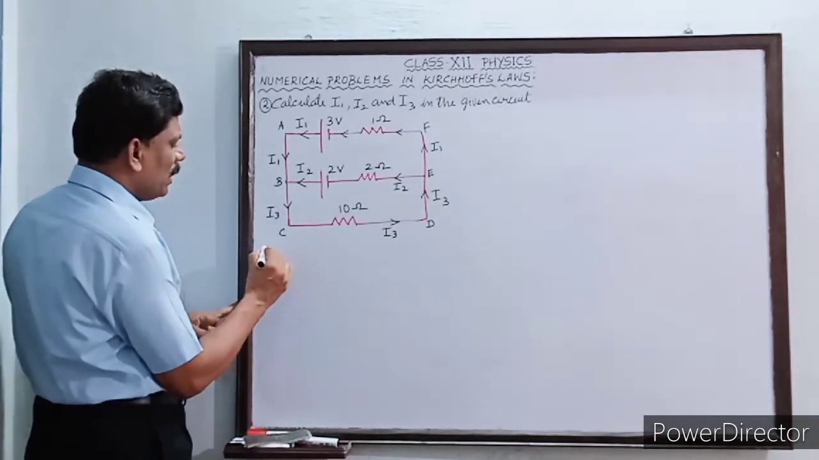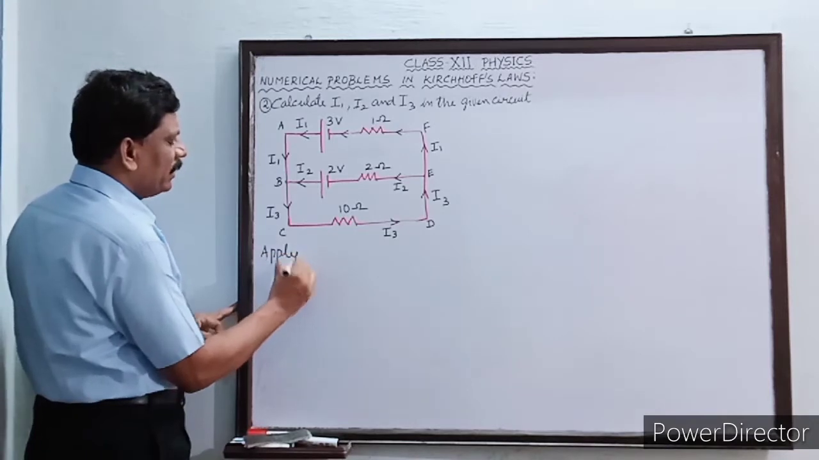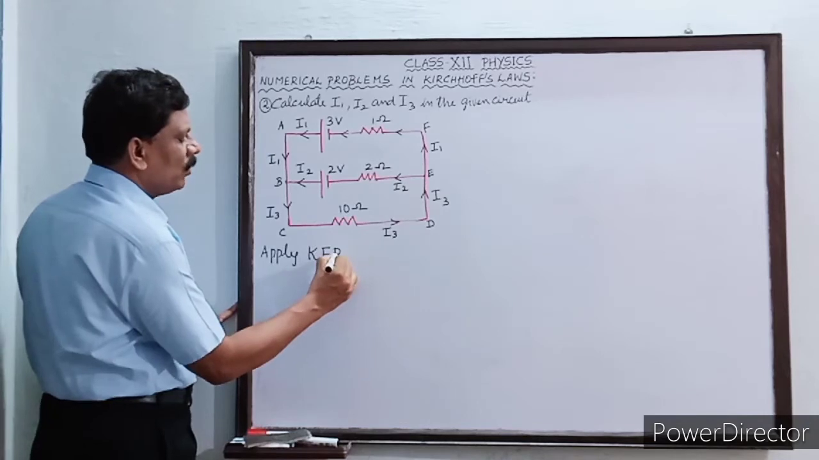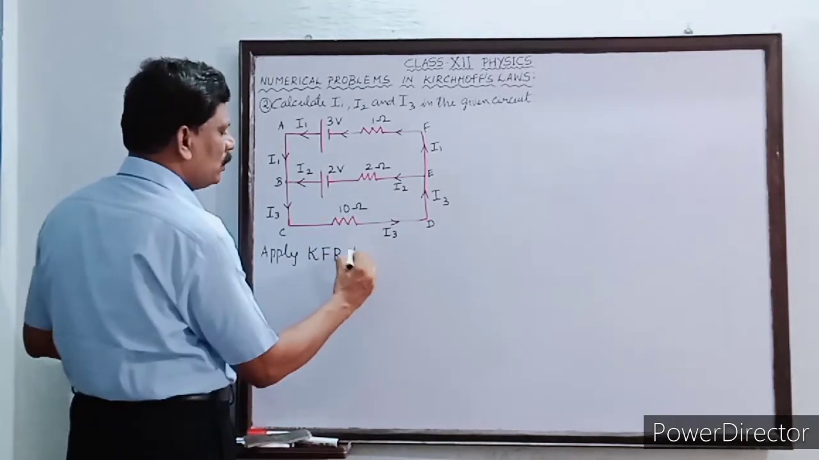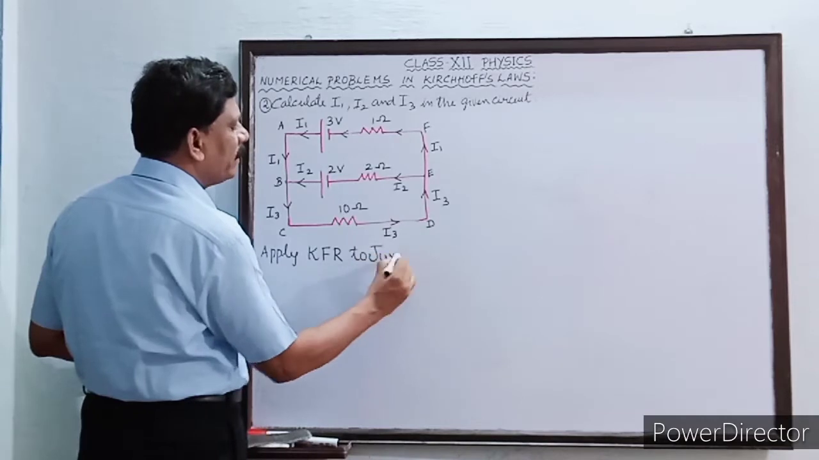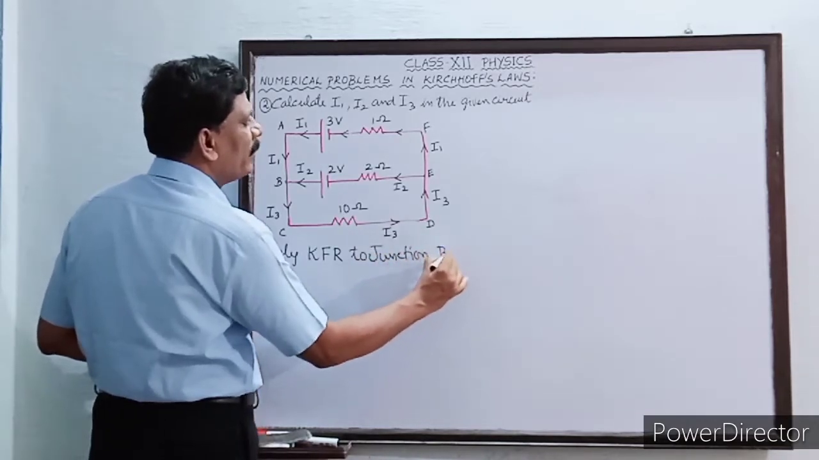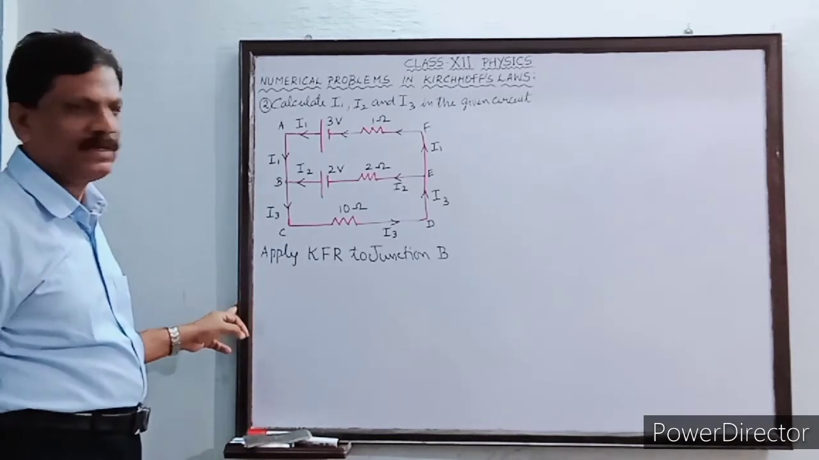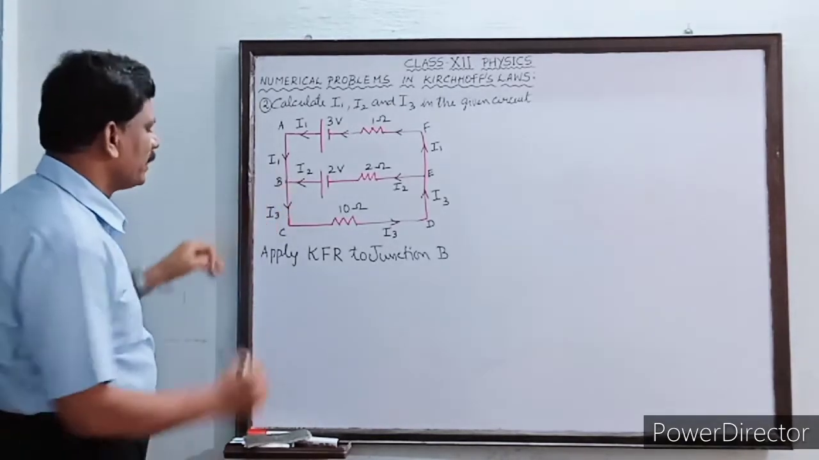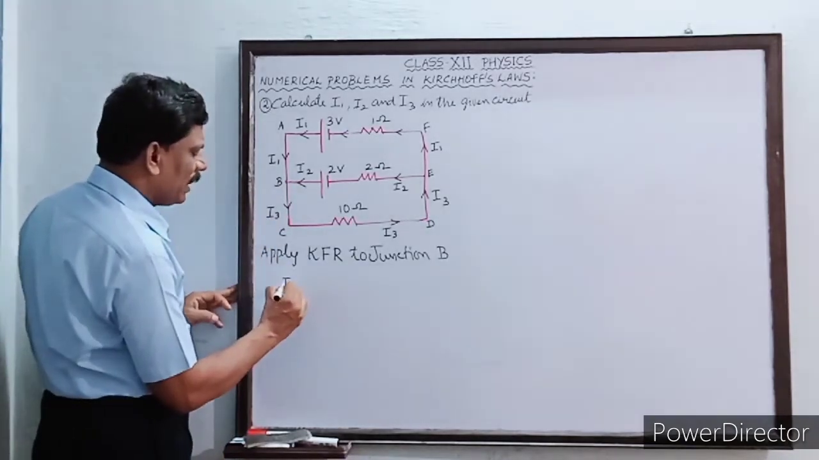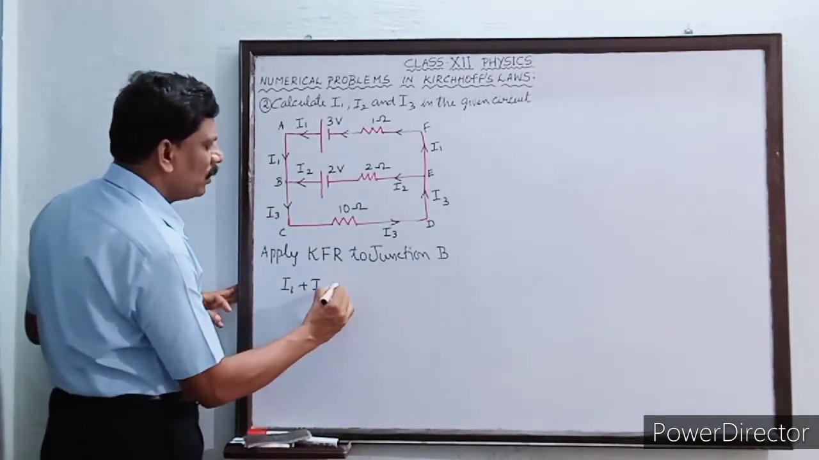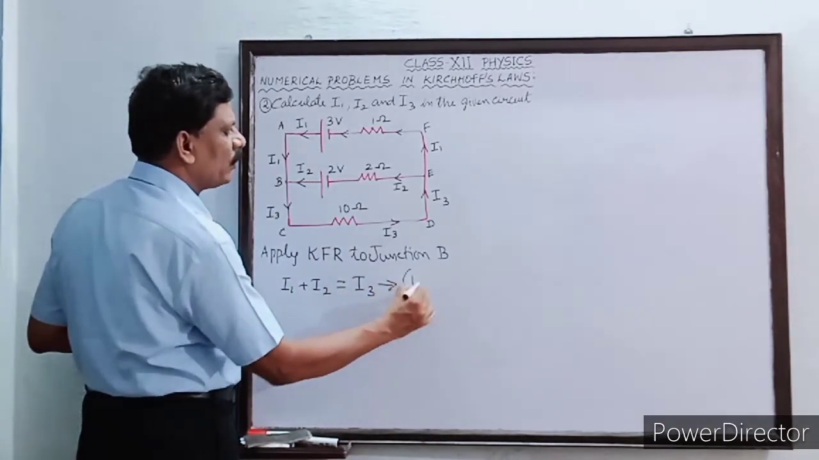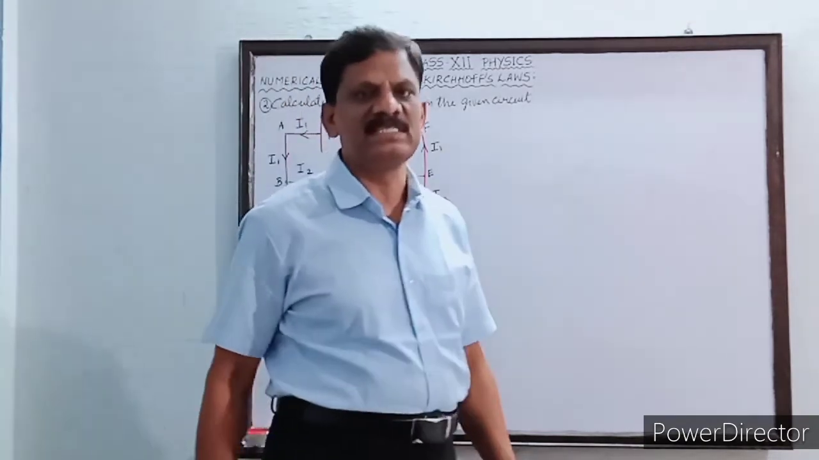So I am going to apply Kirchhoff's first rule, that is the current rule, to the junction B. The algebraic sum of the currents meeting at any junction is equal to 0. The currents I1 and I2 are flowing towards the junction, so they are positive. So I1 plus I2 must be equal to the current leaving the junction, that is I3. This is equation 1. Are you understanding the first equation?